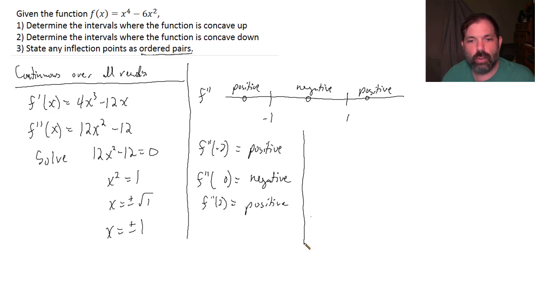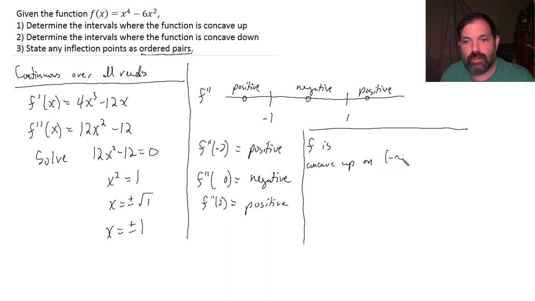All right, so what do we know? F is concave up where the second derivative is positive: negative infinity to negative 1, or 1 to infinity. Concave down on negative 1 to 1.